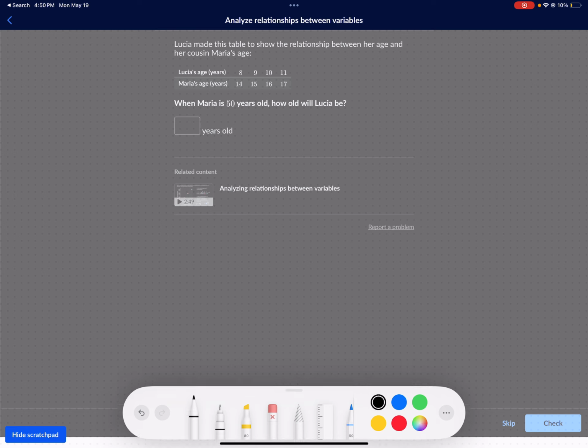So let's see what we got here. Do we have a pattern? We have 8, 9, 10, 11. So we are adding 1 every single time we have an age increase, that makes sense, right? All of our ages grow at a linear rate, at the same rate, which means that you will never be younger than someone, but you will also never be older than them.